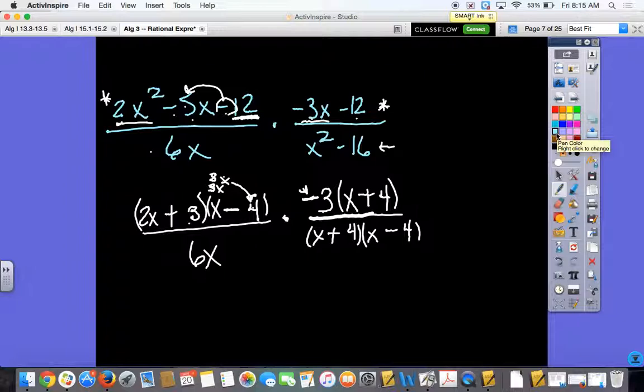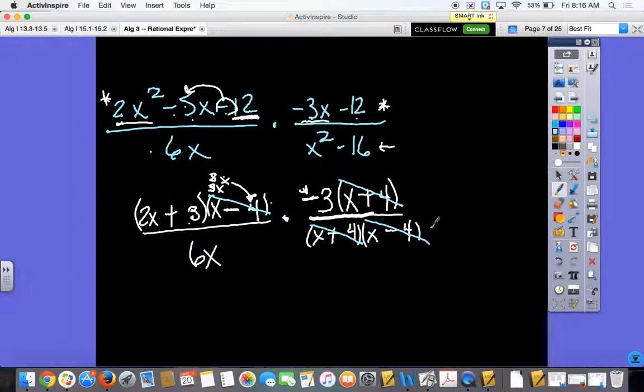Let's find some matches. x plus 4 in the top, x plus 4 in the bottom. Remember, it's the whole thing. x minus 4 over here, and there's an x minus 4 up there. That is perfectly okay. You can do them in separate fractions as long as one's in the top and one's in the bottom. It's all good.